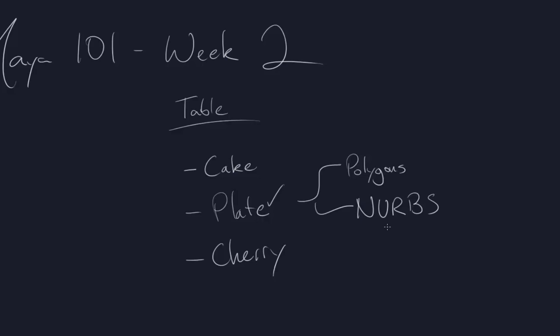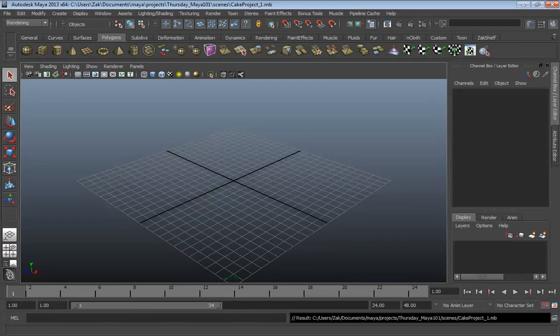Now, I did write that in all caps, not because it's a special word, but because it's actually an acronym that stands for non-uniform rational B-splines. So you'd think it'd just be NRB, but NURBS sounds so much cooler. So we're going to build it in two different ways, just so you can see a couple of different approaches. You'll probably like one over the other, I'll warn you now, but at least you get to see some things. So let's go ahead and jump on into Maya and get started.